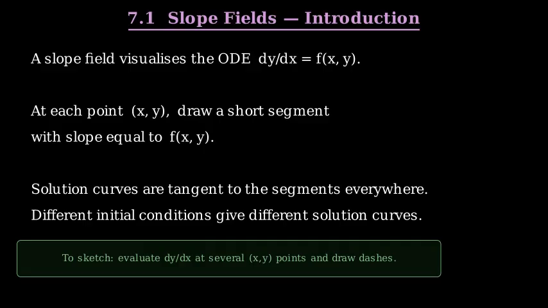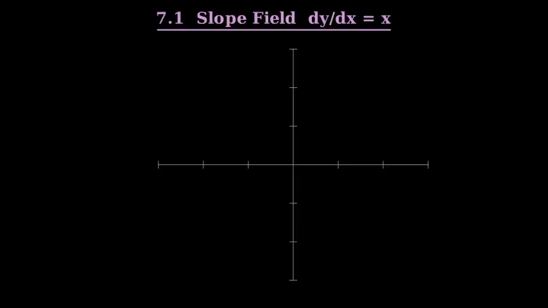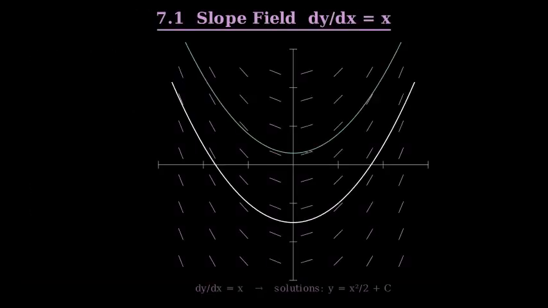Example: rotate the region between y equals the square root of x and y equals x about the x-axis for x in 0 to 1. V equals pi times the integral from 0 to 1 of the quantity square root of x squared minus x squared dx. That equals pi times the integral of x minus x squared dx, which equals pi over 6.